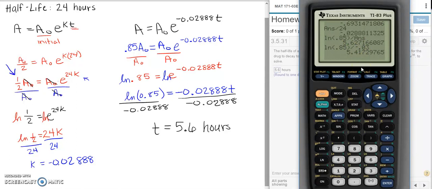Okay. I think that's it for this one. A lot of these half-life problems work the same way, where you have to solve for k first, and then you go through and you answer whatever question they're wanting you to answer. Okay? But you need k to have an equation to work off of.